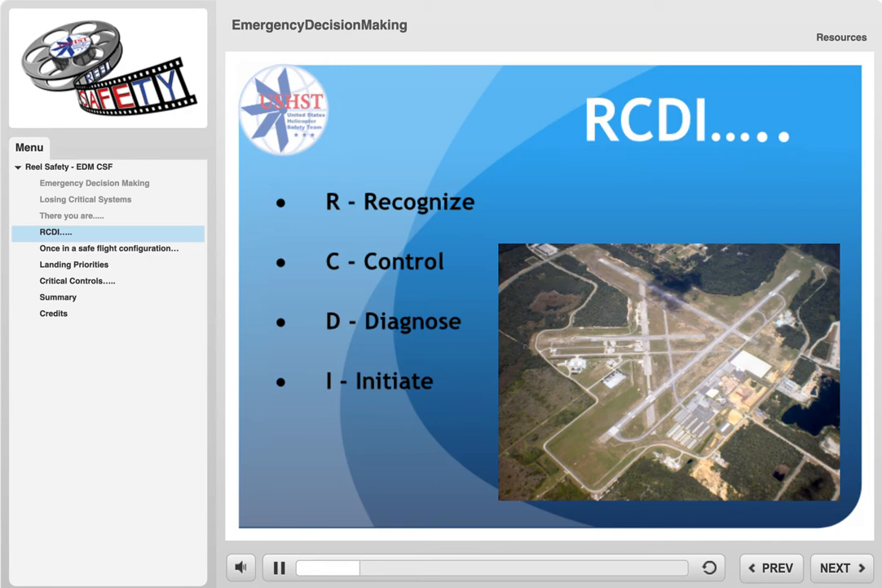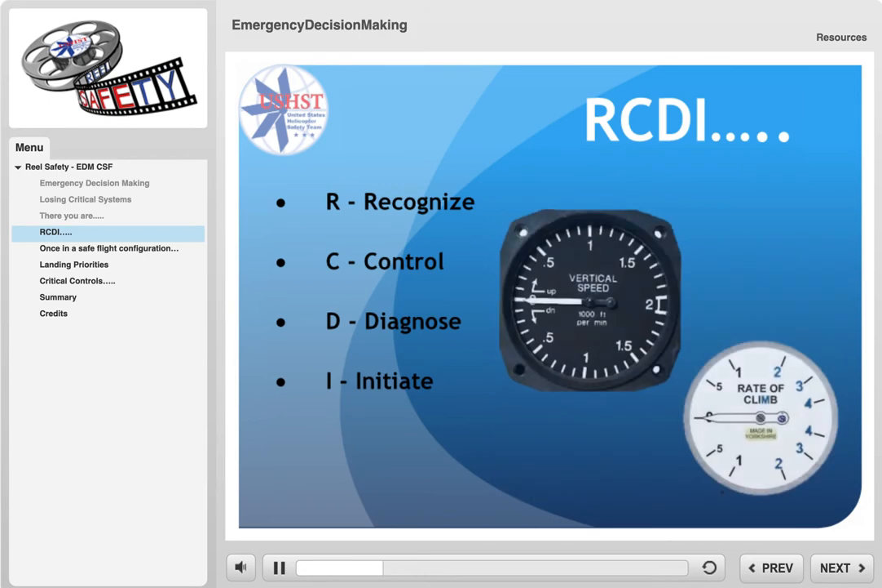RCDI: recognize, control, diagnose, and initiate. Some will have used RCDI to describe the rate of climb and descent indicator, but some of you will also know this as a VSI. But let's break this down a little.